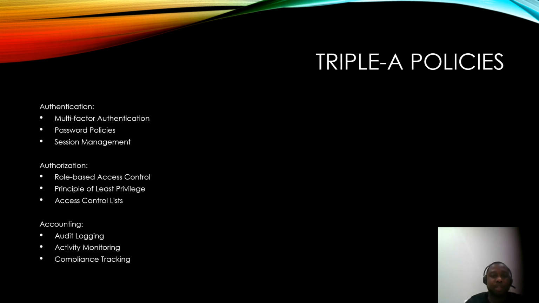For the AAA policies, the first one is going to be authentication, in which we're going to do multi-factor authentication. We're going to use password policies and session management. Other than authentication, we'll have authorization, which will consist of role-based access control, principle of least privilege, and access control lists. And the last one is accounting. Accounting will consist of audit logging, activity monitoring, and compliance tracking.